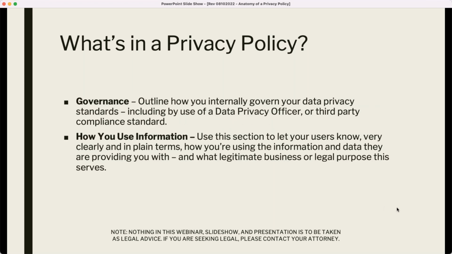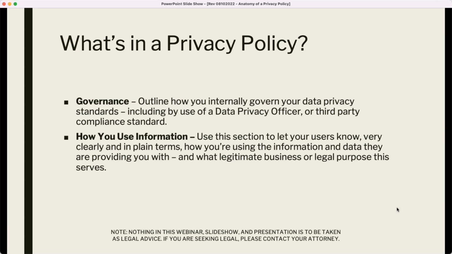apply. Governance section generally outlines how you internally govern your data privacy standards, including the use of a data privacy officer, a third-party compliance standard. This is something that, once again, is applicable more to software as a service organizations or software companies, technology companies, but it can also be applicable to a small business, in that you need to keep in mind, hey, do you have somebody internally or even an outsourced company that's handling how you are approaching information security, how you're approaching data privacy, how you're protecting the data of the customers that are coming to your website or entering their information, and maintaining all of that.